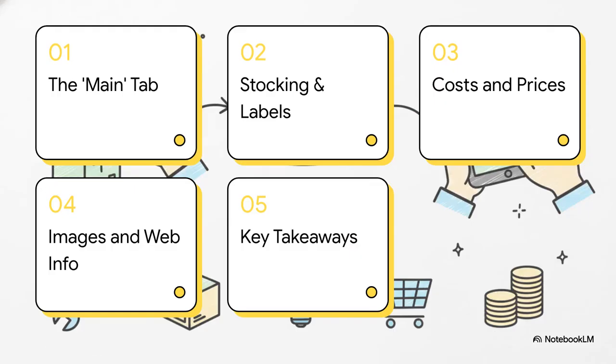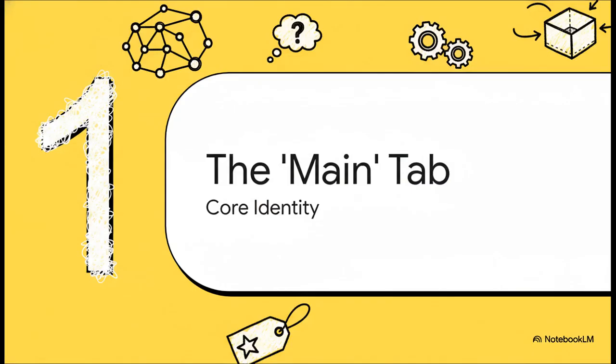So here's our game plan. First, we're going to nail down the item's core identity on the main tab. Then we'll talk about where it actually lives in your stores. After that, we'll get into the numbers, costs, and prices. And finally, we'll touch on the online stuff before we wrap it all up with the key takeaways. Sound good? Let's go.